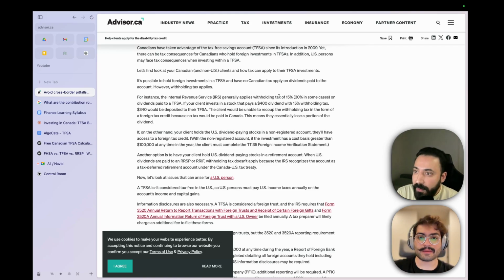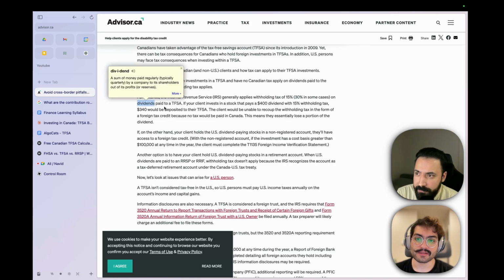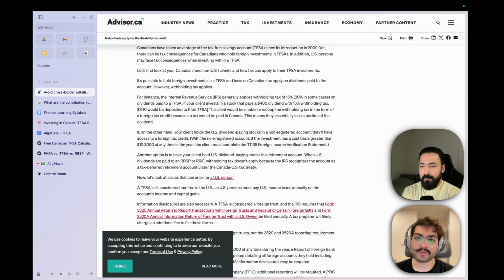So the IRS applies 15% tax, usually, and 30% in some cases, on dividends. So if your client invests in a stock that pays 400 dividend with 15% withholding tax, it's going to be 340 deposited to their TFSA. Their client would be unable to recoup the withholding tax in the form of a foreign tax credit because no tax would be paid in Canada. If, on the other hand, your client holds the US dividend paying stocks in a non-registered account, they'll have access to a foreign tax credit.